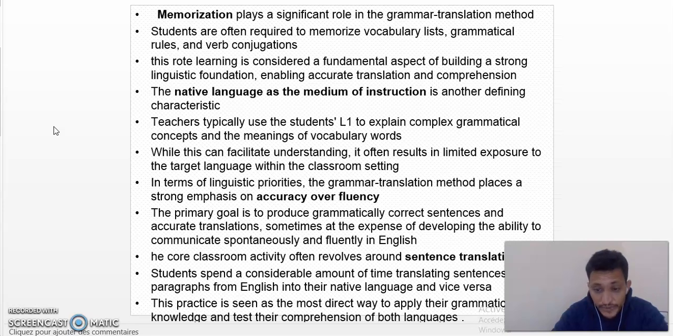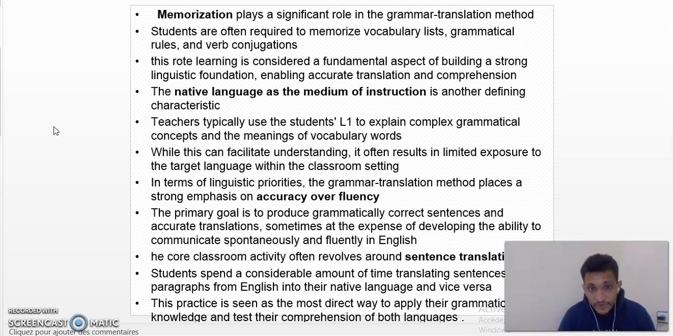As I said in the beginning, the main focus of this approach is grammar and translation. Students are often required to memorize vocabularies. So what do you memorize? Vocabularies, grammatical rules, and verb conjugations. This rote learning is considered a fundamental aspect of building a strong linguistic foundation, enabling accurate translation and comprehension. So, memorizing vocabularies, grammatical rules, and verb conjugation.